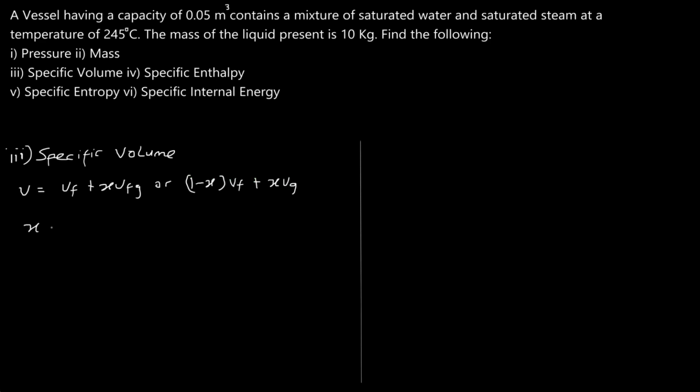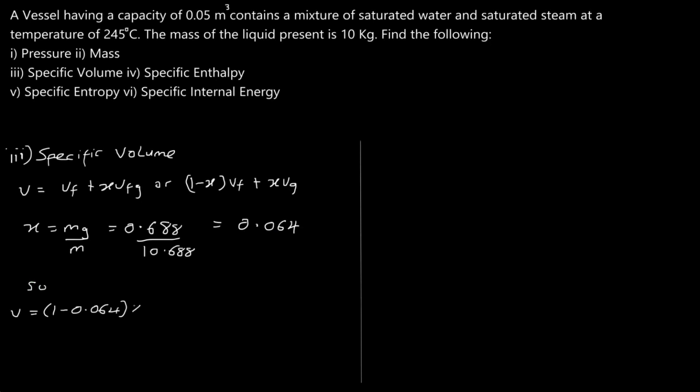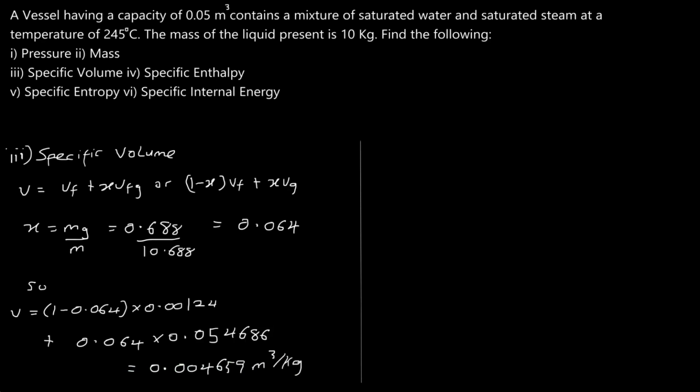Now, our dryness fraction, x, equals the mass of the vapor constituent divided by the total mass of our fluid, which is 0.688 divided by 10.688. And this gives us 0.064. So, our specific volume, v, equals (1 minus 0.064) times 0.00124 plus 0.064 times 0.054656. And we obtain our specific volume to be 0.004659 meters cubed per kg.